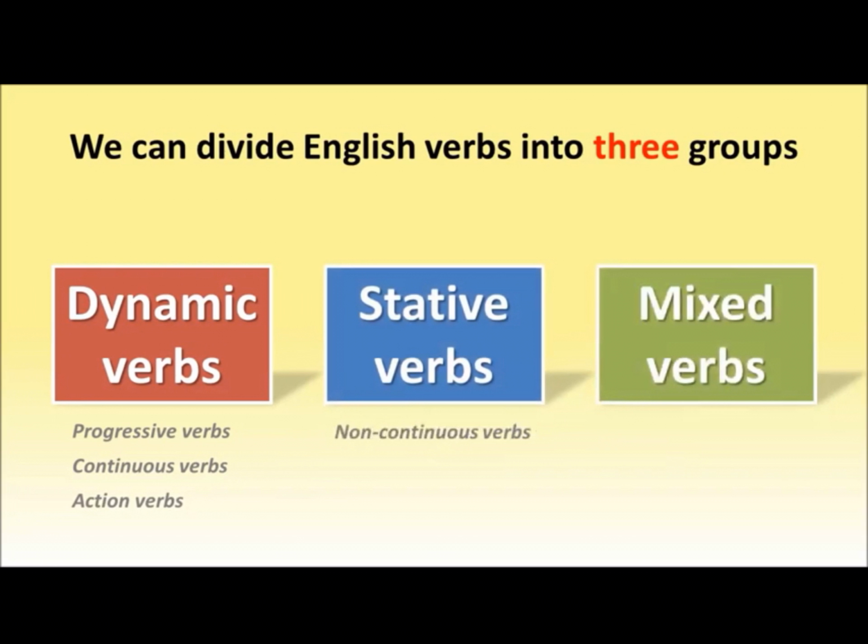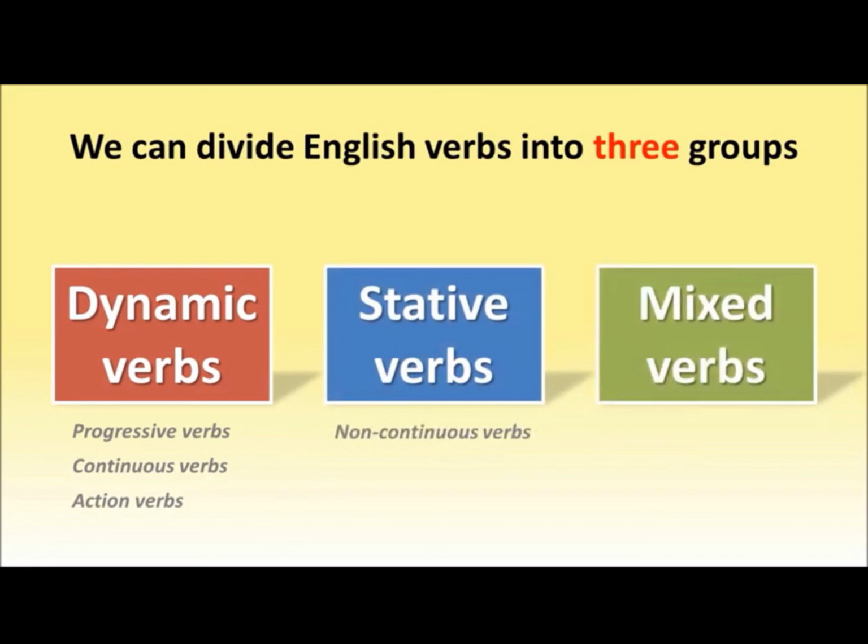The dynamic verbs are also known as progressive verbs, continuous verbs, and action verbs. Progressive verbs we talked about, continuous verbs means adding ing, and action verbs are verbs you can see, like write, run, walk. You can see all of these actions happening. Whereas stative verbs are non-continuous verbs. Like I said, we cannot put ing. They are not continuous. We cannot say, I am loving him. I am hating him. I am understanding you. No, we cannot. And we have the mixed verbs.